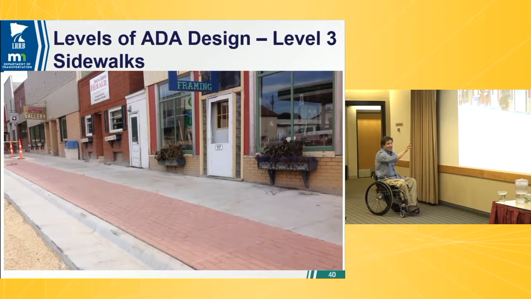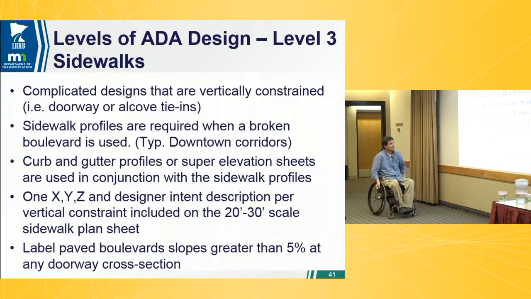And again, here's your level 3s. We've talked a lot about this one. It's sidewalk, but it's a sure different sidewalk than that grass boulevard one. Much more complex, much more information on this type of system. So that's where we've got doorways and tie-ins. We're using sidewalk profiles with the broken boulevard, curb and gutter profiles, like Tim mentioned, XYZ and designer intent per vertical constraint, 20 to 30 scale.